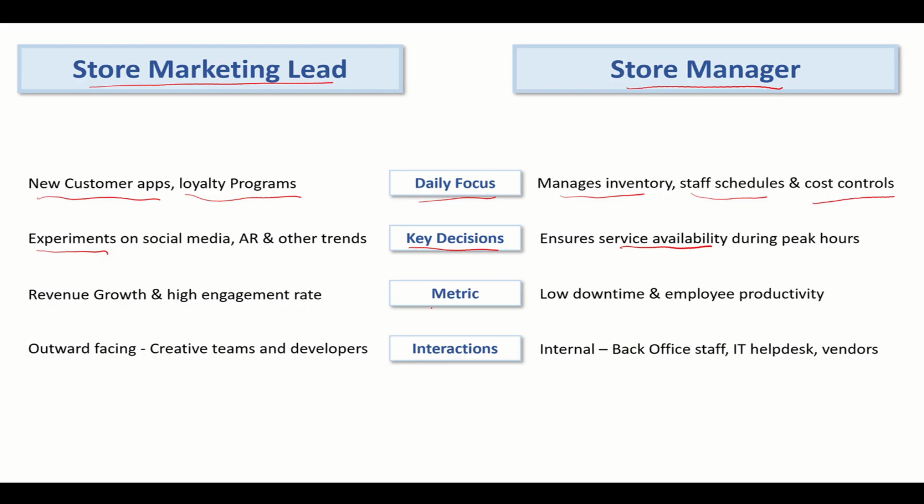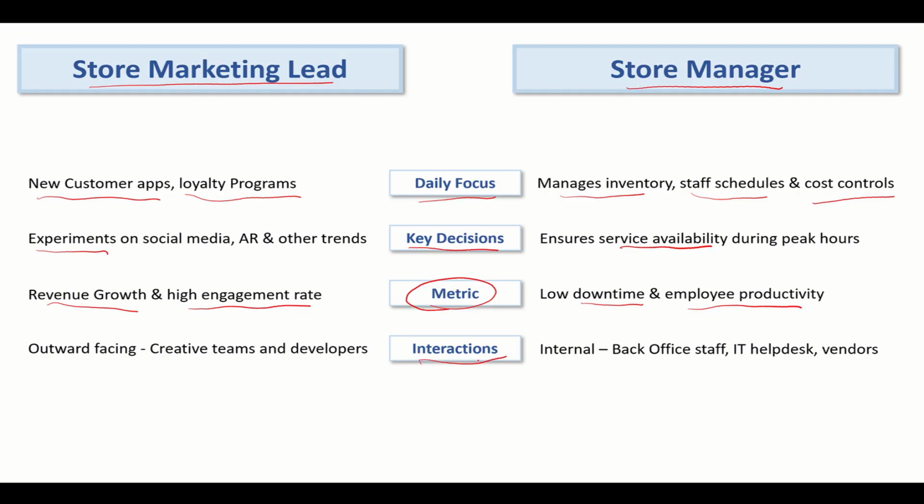The third parameter is the success metric. The success metric for the store marketing lead is measured based upon the revenue growth from the introduction of new services, new solutions, new apps, and the engagement rate of the customers. On the other hand, for a store manager, the success metric is about downtime not happening and employee productivity increasing.